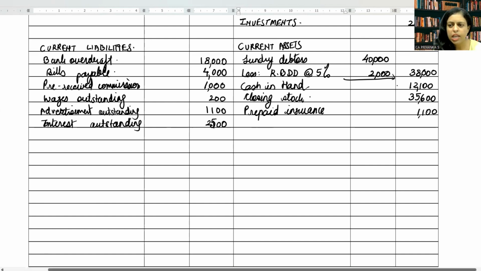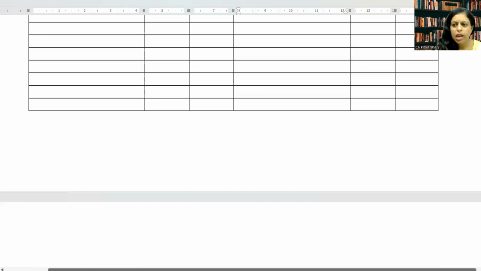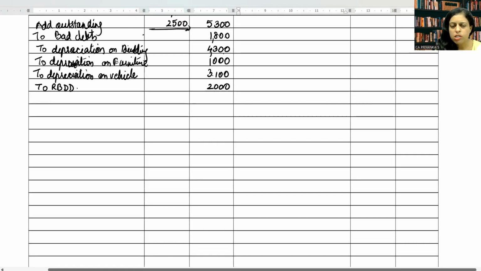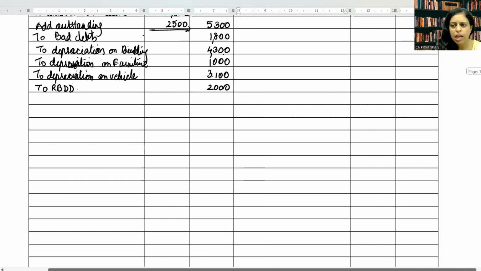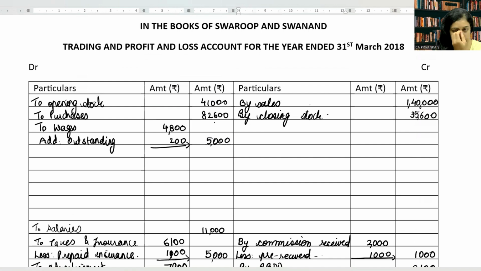$2,500. So we have done with the adjustments. Take a look at the entire question, and whether we have given the effect of all the adjustments. If yes, now we are going to go to the trading account. Now this is the first part of your account, trading account.